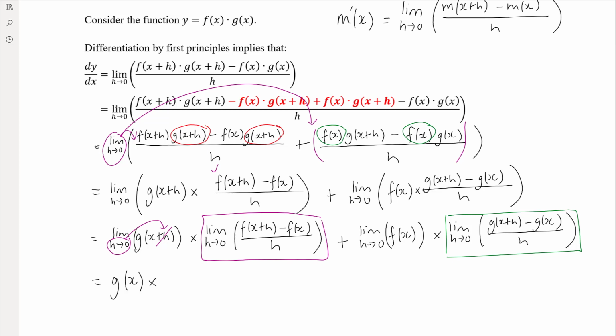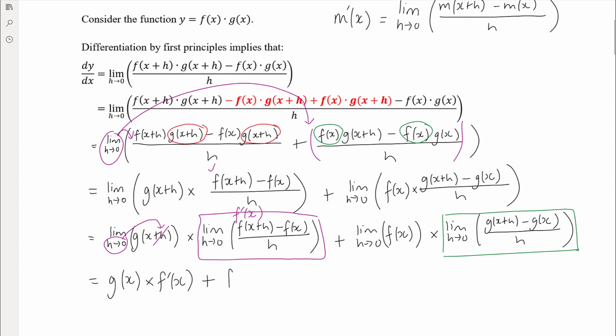Multiplied by, we just talked about the fact that this is f dash x. That's what that is. Plus the limit as h approaches 0 of f of x. Now there's no h's in f of x, so as h approaches 0, nothing's changing with f of x. So it's just going to be f of x, and then times, as I said, this bit here is the derivative of g. So times the derivative of g. And there's our product rule.